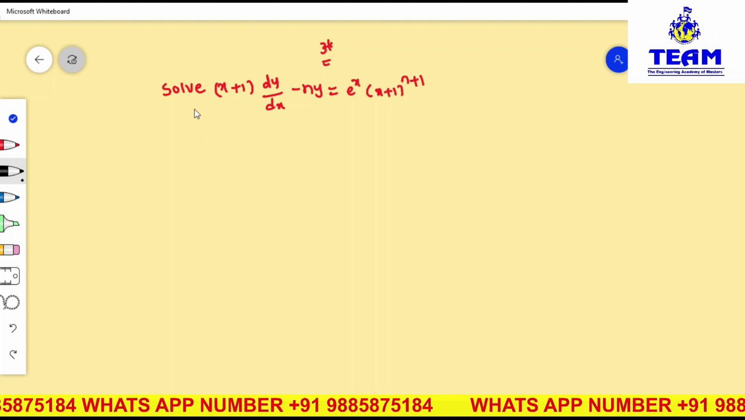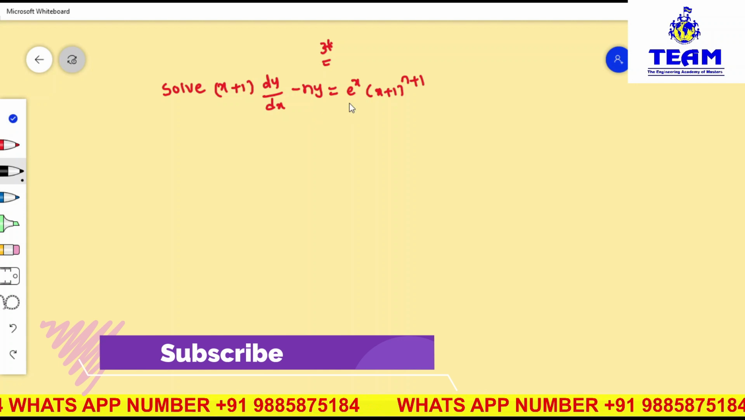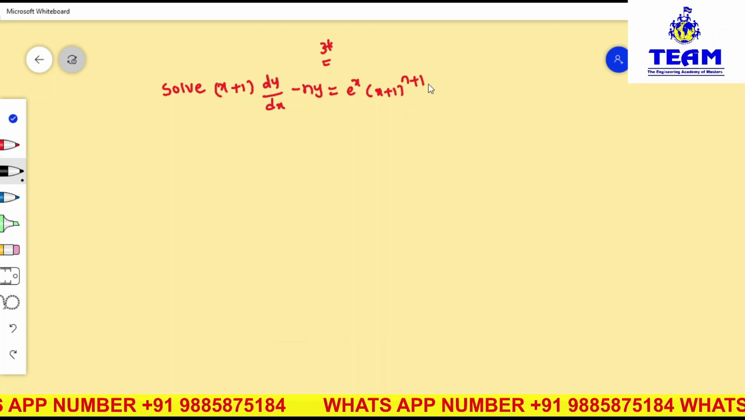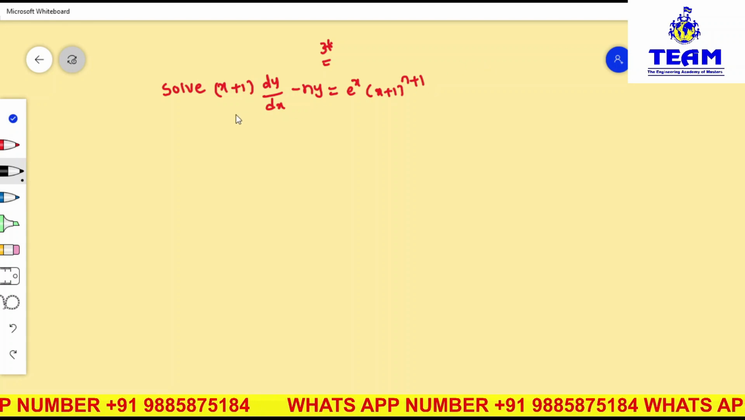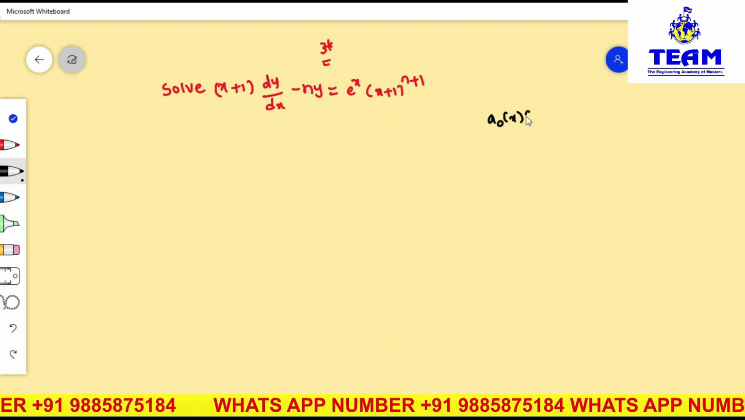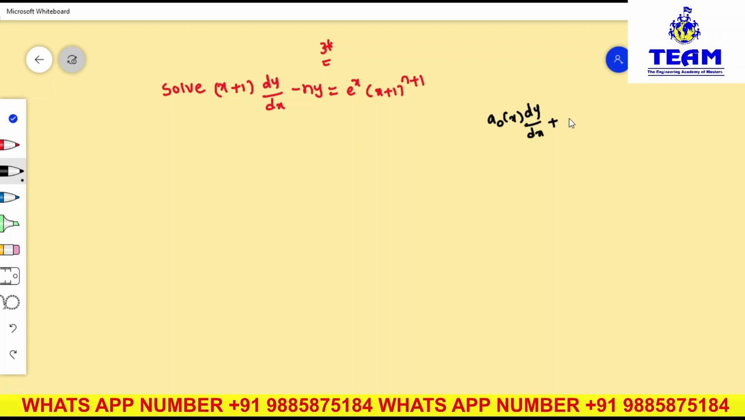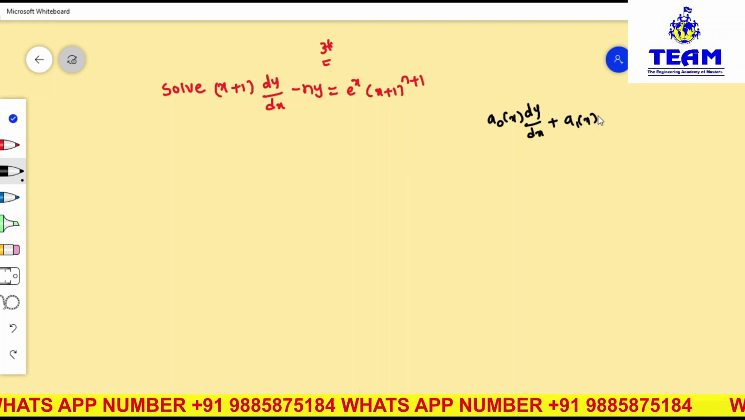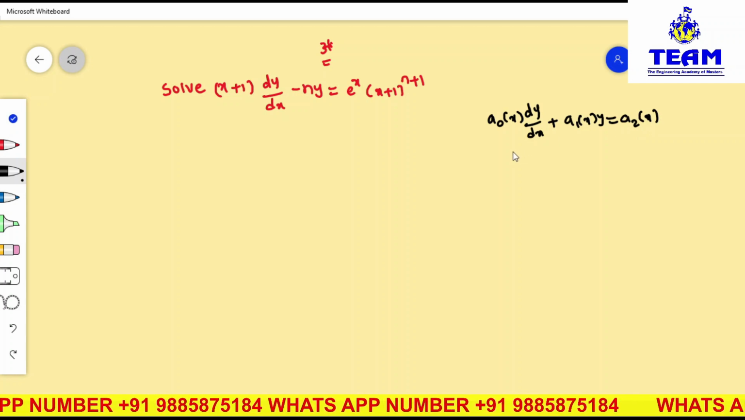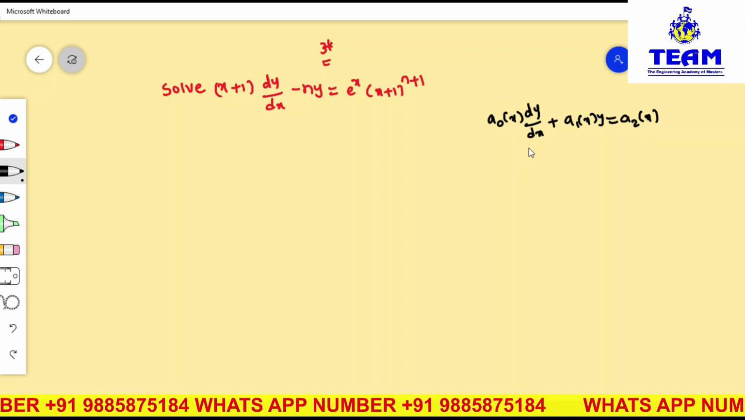Given problem is solve x plus 1 times dy by dx minus ny is equal to e to the power of x into x plus 1 to the power of n plus 1. By the observation, you can say the given problem is in this form: a naught of x into dy by dx plus a1 of x into y is equal to a2 of x. So this is a linear differential equation of the first order and first degree, but not in the standard form. It's a general form.